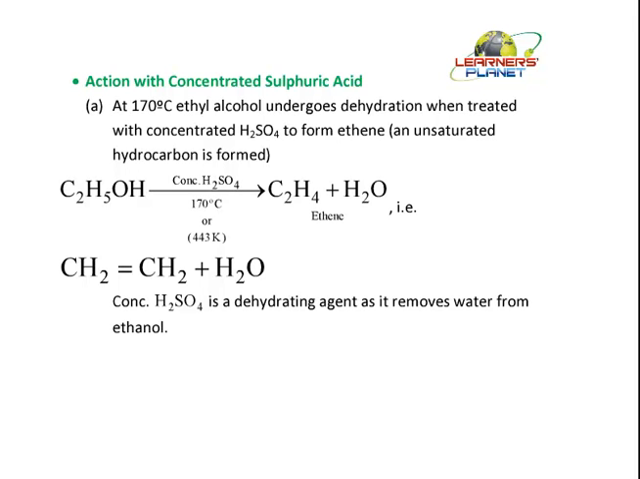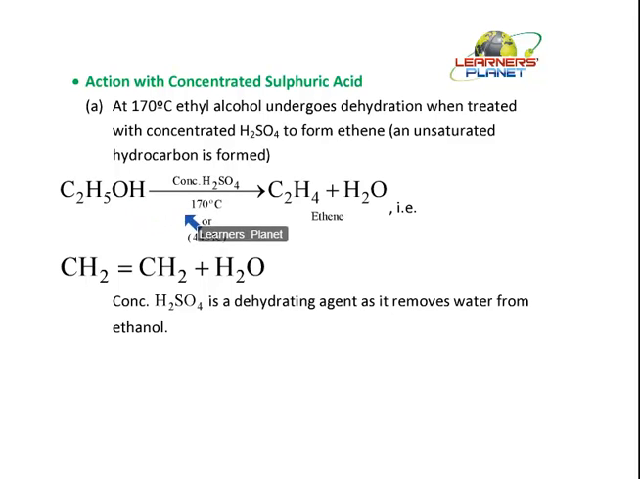It is action with concentrated sulfuric acid. You know that concentrated sulfuric acid is a dehydrating agent. Dehydrating agent means, say your PCl5 was a chlorinating agent. That is, what it was doing, it was adding chlorine. And H2SO4 is a dehydrating agent. That is, it is removing water molecule. At 170 degrees centigrade, ethyl alcohol undergoes dehydration when treated with concentrated sulfuric acid to form what? Ethene, right?